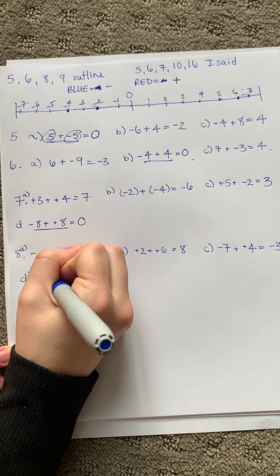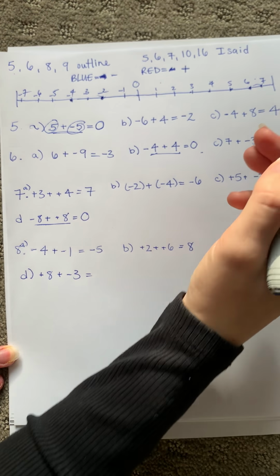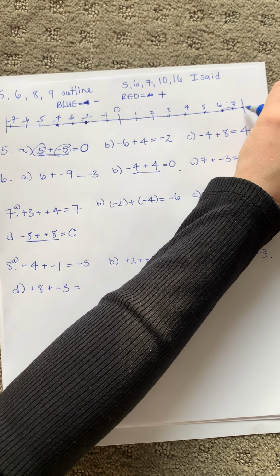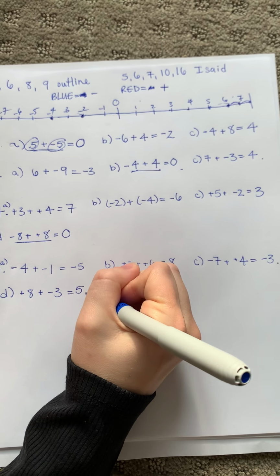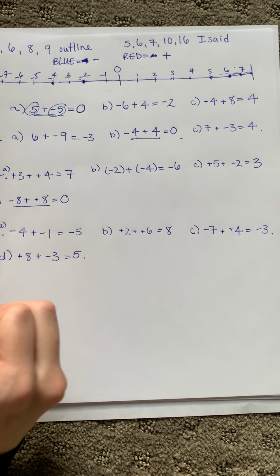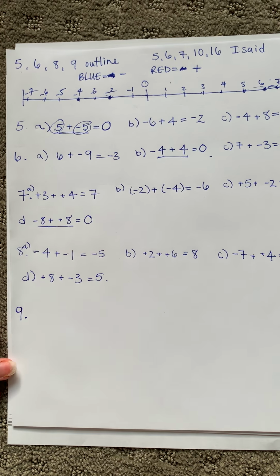D is +8 plus -3. So I have +8. It's going to be way up here. And then I'm going to go to the left. 1, 2, 3 to get down to 5. So that's question 8. Next we had question 9, which was word problems.